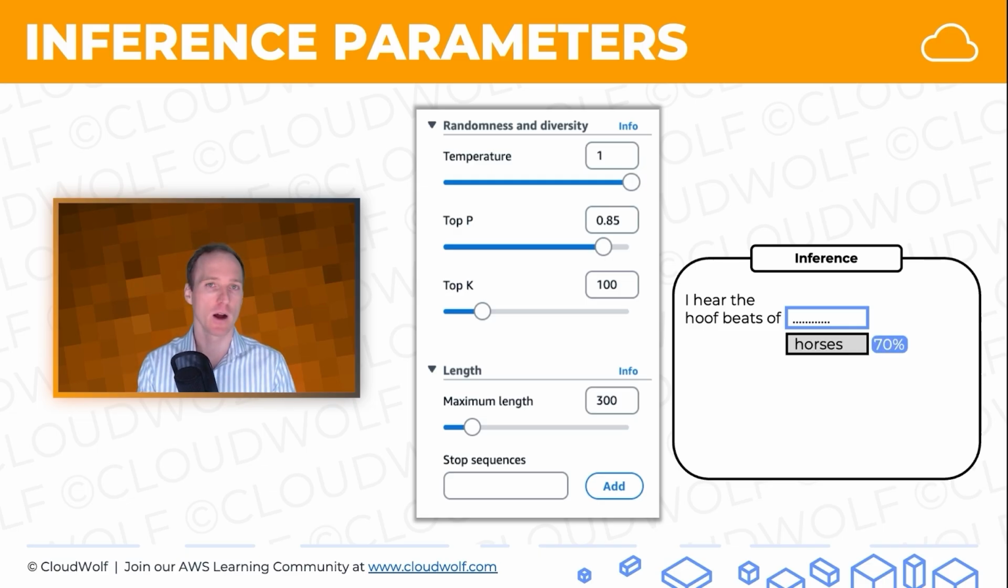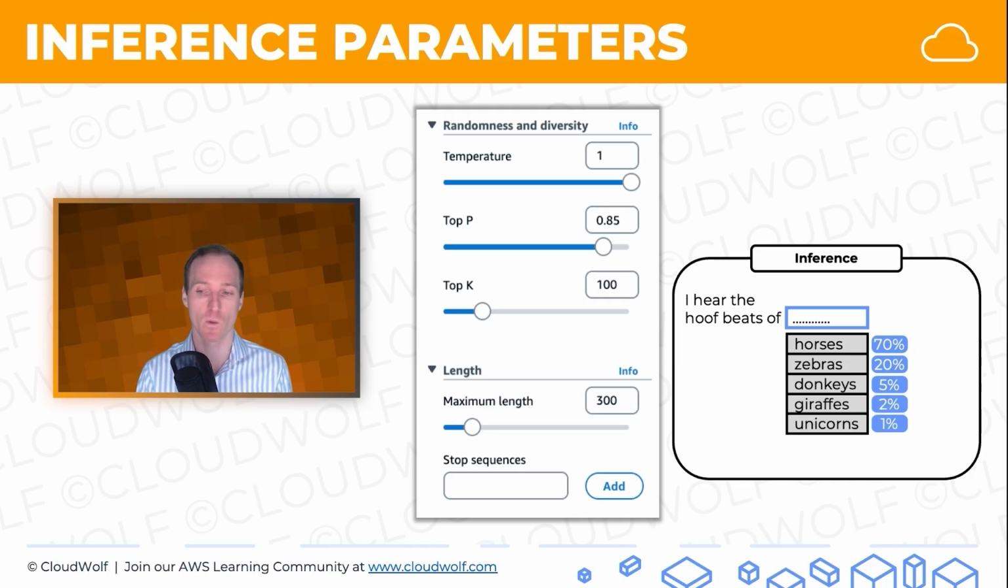So it goes through all possible words and it looks at, okay, the most likely word is horses with a 70% chance. Then it's zebras with a 20% chance. Then it's donkeys with a 5% chance. Then it's giraffes with a 2% chance. Then it's unicorns with a 1% chance, and so on. So it's got these options that it's calculated and it's going to need to select from. And your inference parameters help it understand how to make this selection. So let's go through them from top to bottom.